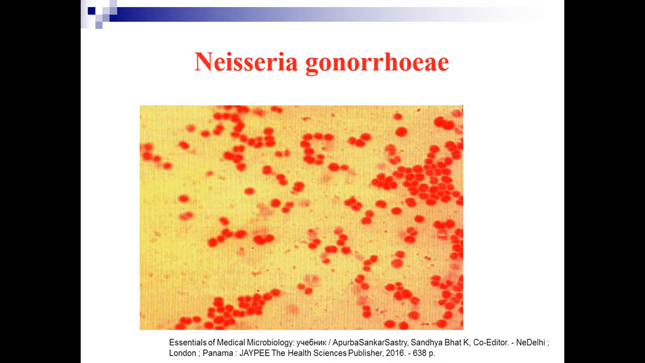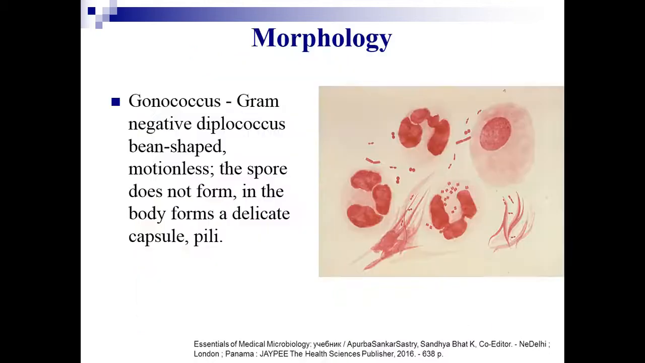Neisseria gonorrhoeae, gonococcus. Neisseria gonorrhoeae is a non-capsulated gram-negative kidney-shaped diplococcus. It causes gonorrhea, a sexually transmitted infection, and commonly manifests as cervicitis, urethritis, and conjunctivitis. It is non-motile, does not form spores, and has a delicate capsule and pili present.